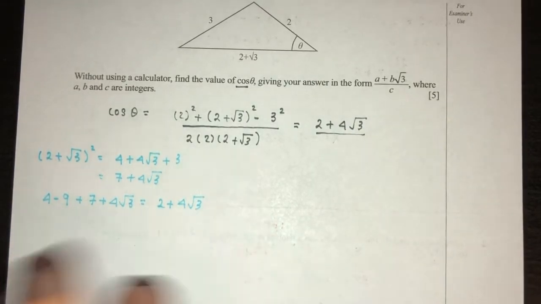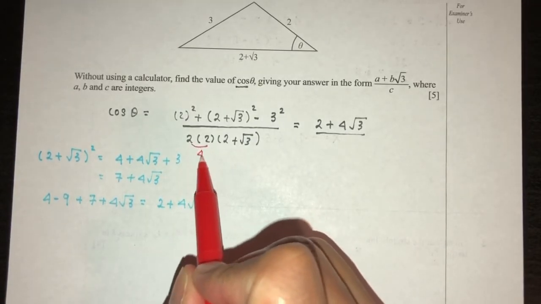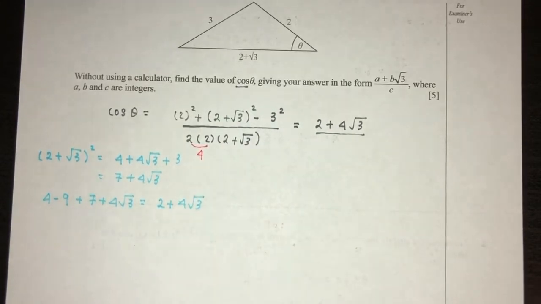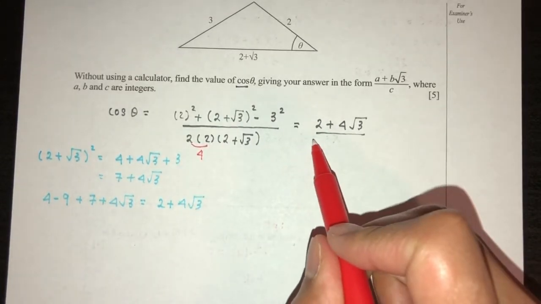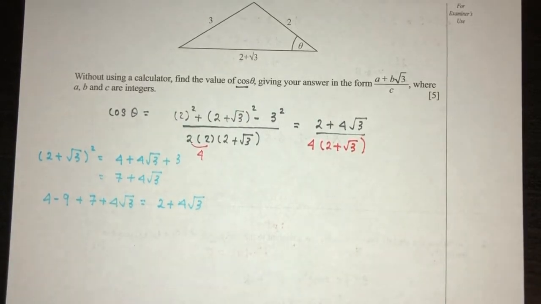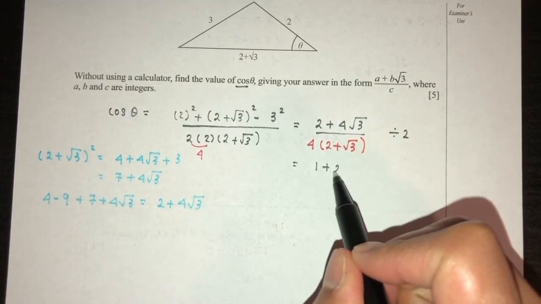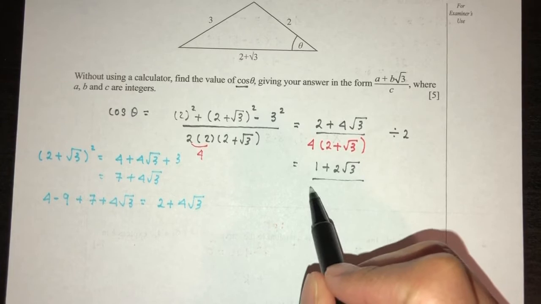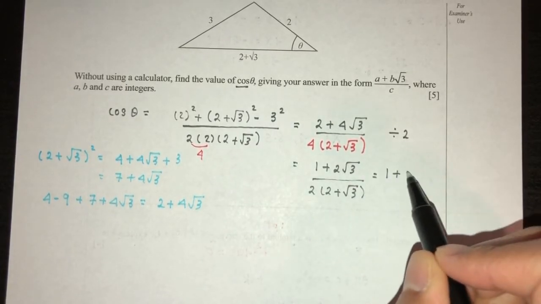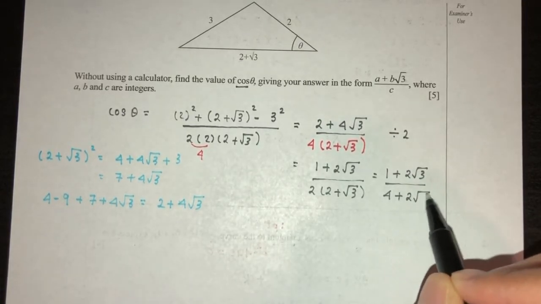Now what is this one value? Let's check. So here we have 2 times 2 will be 4. Expand this, you will have, so we can first leave this outside. You will have 4 here outside, and then 2 plus root 3. Now we can divide by 2 everywhere. You will have 1 plus 2 root 3 over 2 plus root 3. That will be 1 plus 2 root 3 divided by 4 plus 2 root 3.